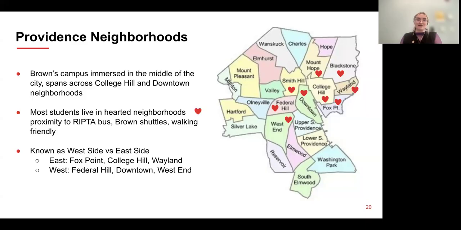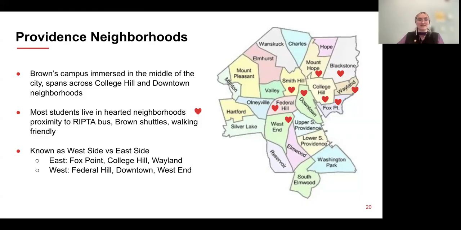Most of these neighborhoods that have the little heart icon on them are our most popular neighborhoods for current students to live. They are pretty walkable. Most of the buildings within Brown's campus are located on College Hill, but there are quite a few, including my office, the medical school, and others, that are located in the downtown area, that little green shape in the middle. We're known as the West Side versus the East Side, but they're both really fun. East Side is very artsy, very thrifty, very fun and unique, with a lively energy.